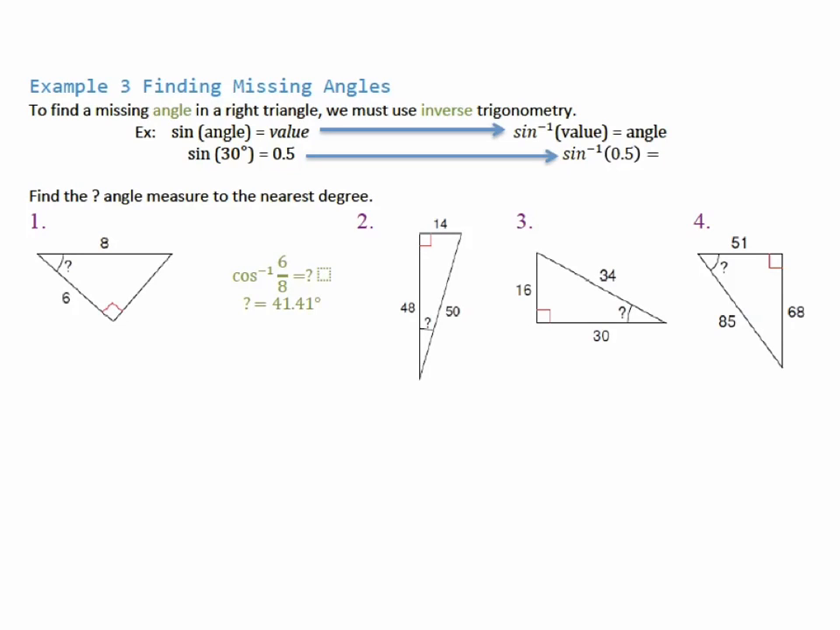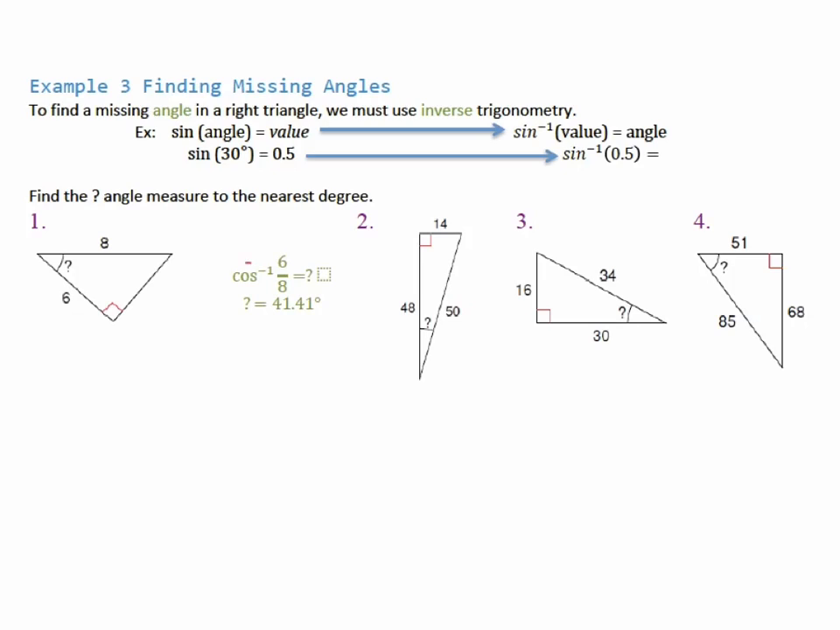Identical, and they did the first one for you there. Step 1 is actually identical to step 1 from yesterday, which was where we took just a few minutes to decide, are we using SOH, CAH, or TOA to solve the problem. So that is step 1 yesterday and today.